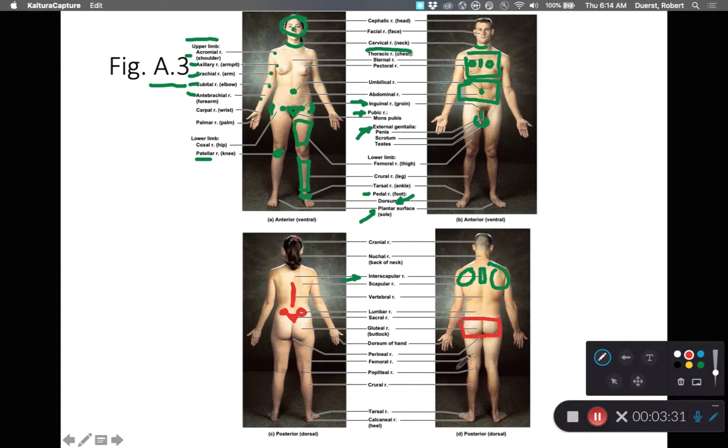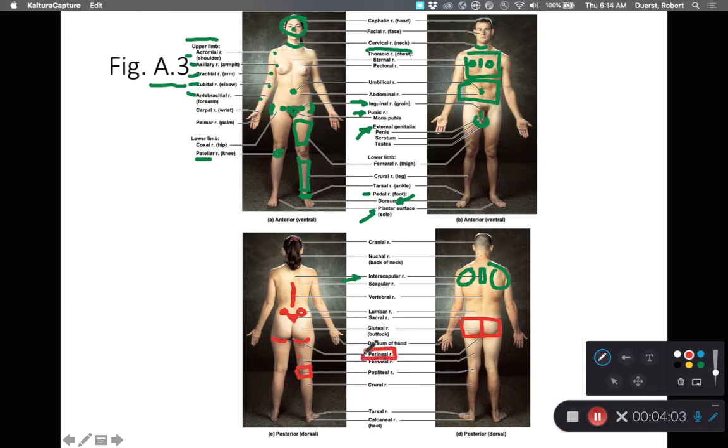Gluteal refers to the buttocks, and within that we have the gluteal cleft, which is commonly referred to as the butt crack, and we have gluteal folds, which are the areas where the butt cheeks are going to overhang a little bit. On the posterior of the legs, we have the popliteal region, and this popliteal region is commonly referred to as the knee pit.